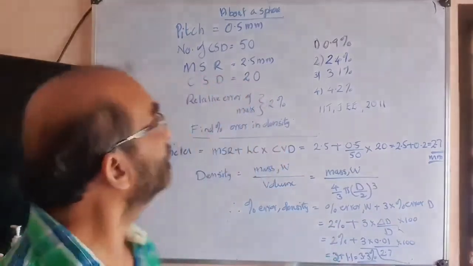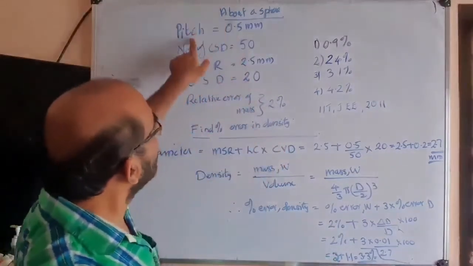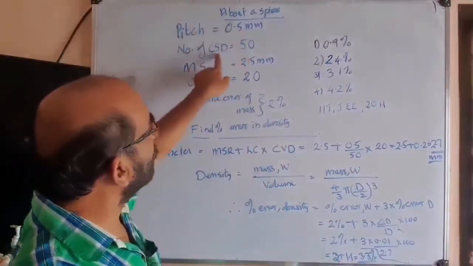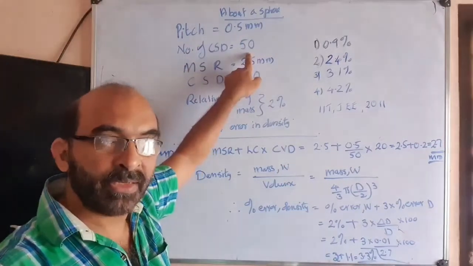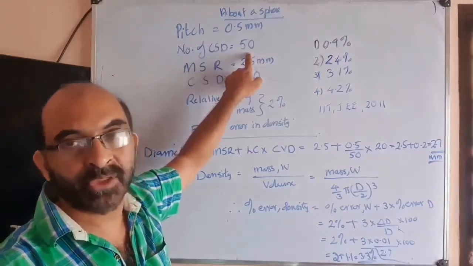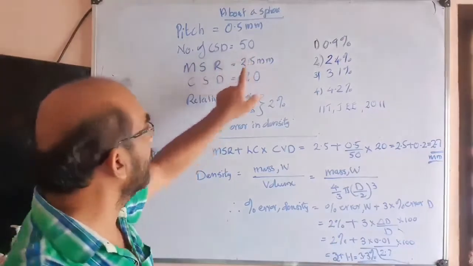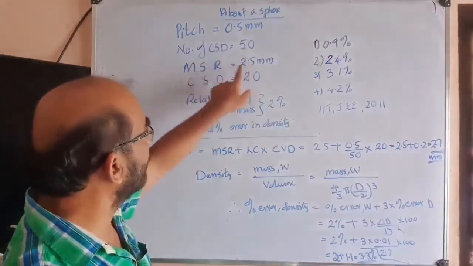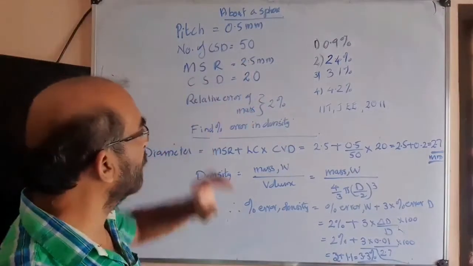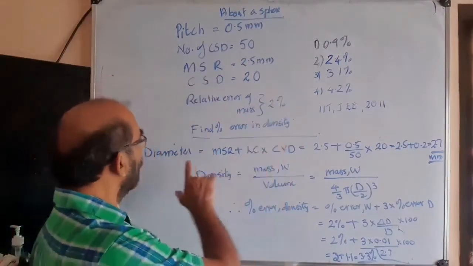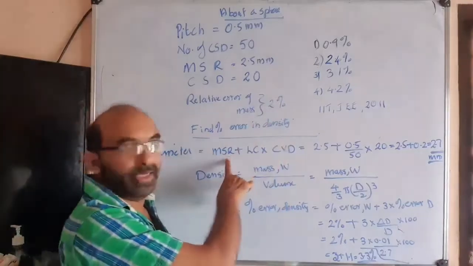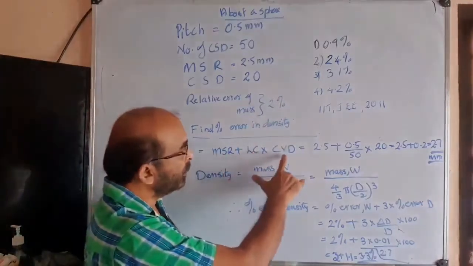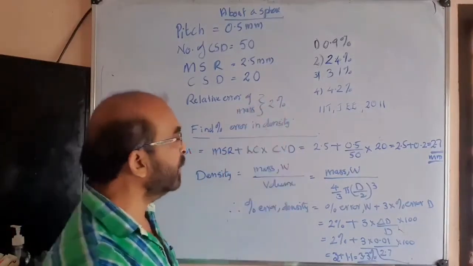Listen carefully. About a sphere, pitch is given. Number of circular scale divisions are given. Then they give the straightaway measurement results, which means no zero error calculation is involved here also. Main scale reading is given. Circular scale division is given. Okay. First we find the diameter. Diameter is equal to, we know, main scale reading plus least count into coinciding Vernier division.